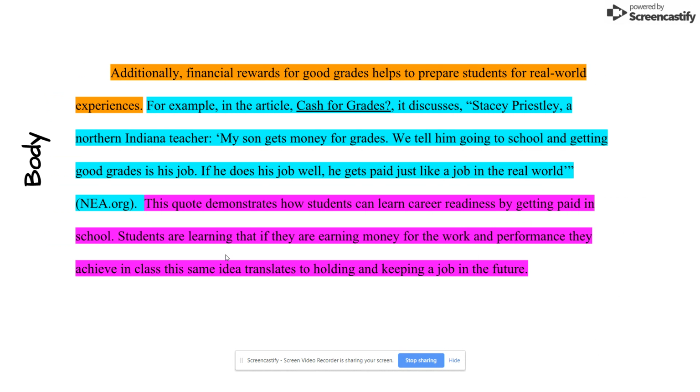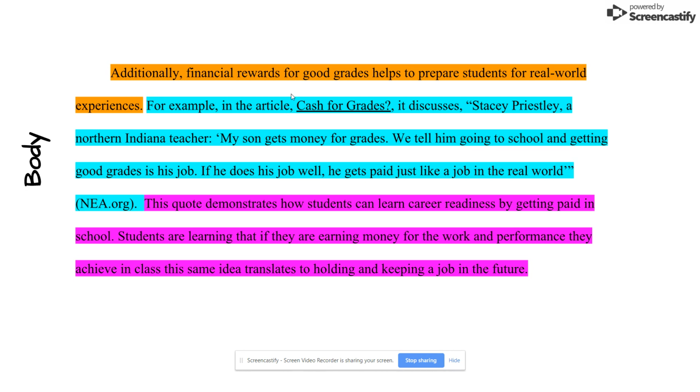Moving on to the third paragraph of the argumentative mentor, you'll notice it's another body paragraph, which should be another bullet point that supports the claim of this essay that students should get paid for good grades. I'm going to highlight the three parts of this body because I notice that it follows the same pattern as the first body paragraph. I see a topic sentence here.